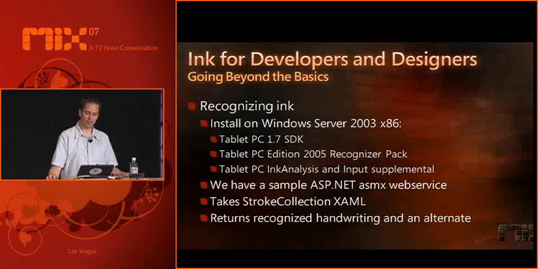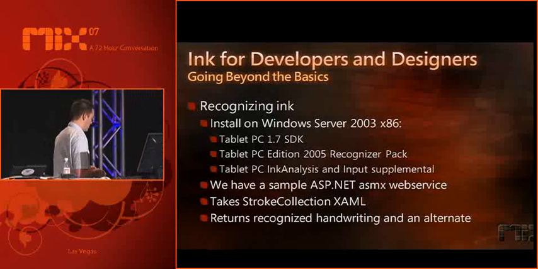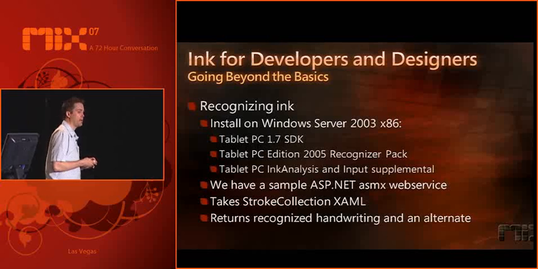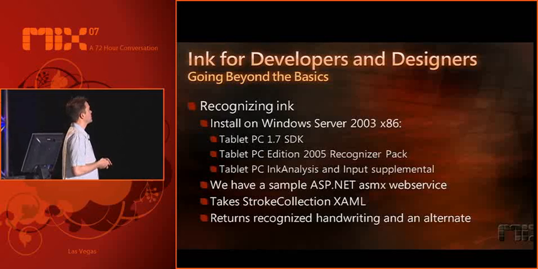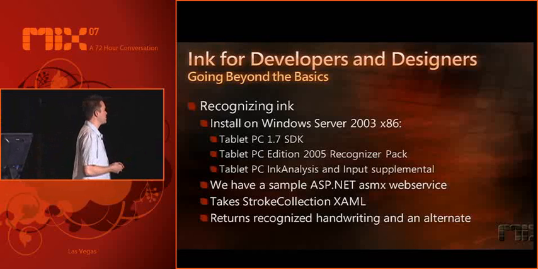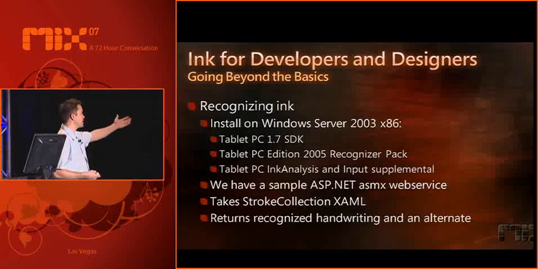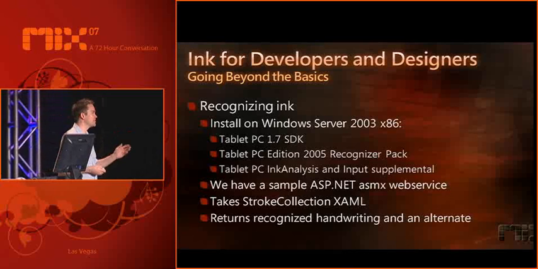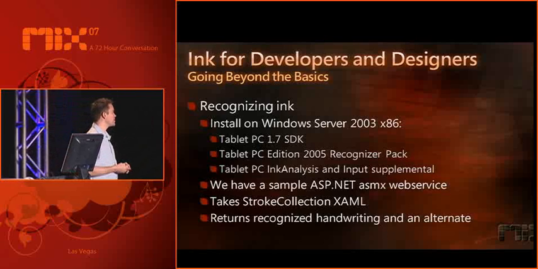Tablet PC has a bunch of recognizers that are normally only installed on the operating system, but they're also available in the Tablet PC 2005 recognition pack, and this just happens to install on Windows Server 2006 in x86. And so what I'm doing on my server, actually this is a Vista machine, but normally in other demos that I've done, on a server, Windows Server 2006, I can actually install these three things: the Tablet PC 17 SDK, the 2005 Recognizer Pack, and the Ink Analysis Supplemental, and actually pass and use that to perform recognition.